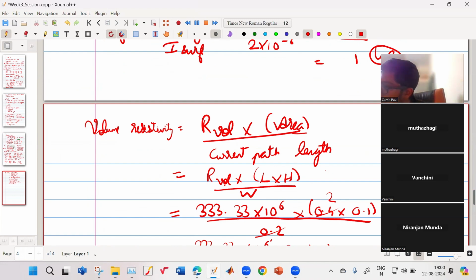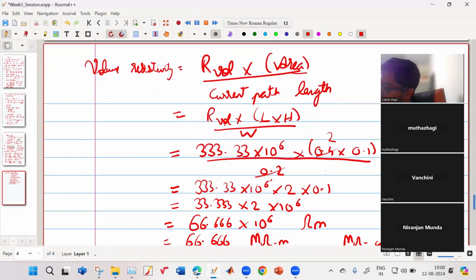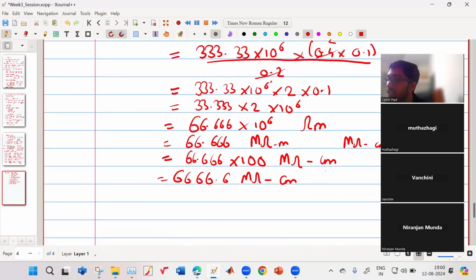Any more doubts? No sir. Okay. So this is for the volumetric resistivity. Now we will go for the surface resistivity.